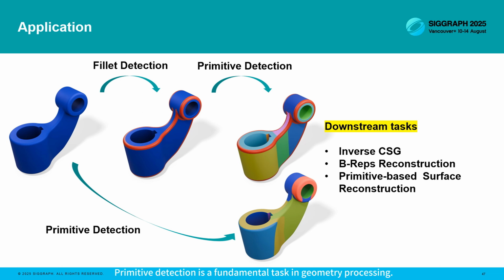Primitive detection is a fundamental task in geometry processing. By identifying and removing fillet regions beforehand, we can significantly improve its accuracy and efficiency, benefiting downstream tasks such as reverse CSG, B-rep reconstruction, and primitive-based surface modeling.